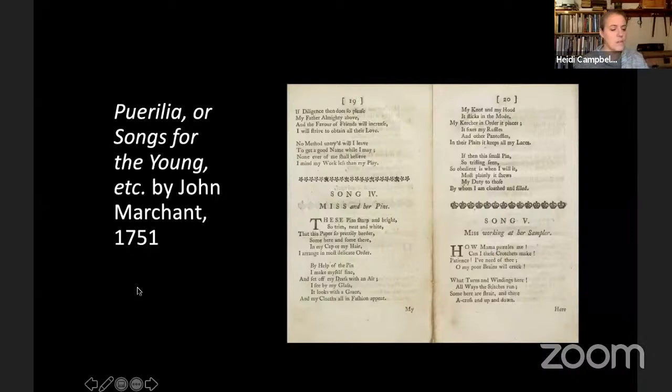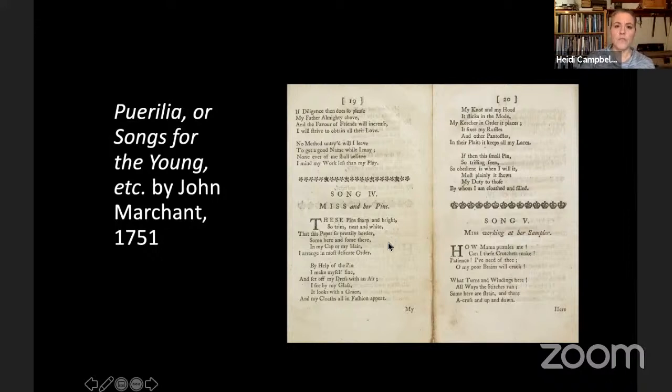So as I said earlier, children also acquired pins to hold clothing in place. And this continued beyond when women started using more hooks and eyes to hold their clothing in place. So pins were still associated with children well into the 19th century. This little songbook by John Marchant has songs for both girls and boys. There was a section for girls, a section for boys, and a section for children in general. But in this section for girls, you see the song Miss and Her Pins.